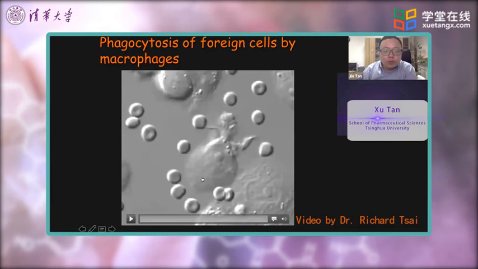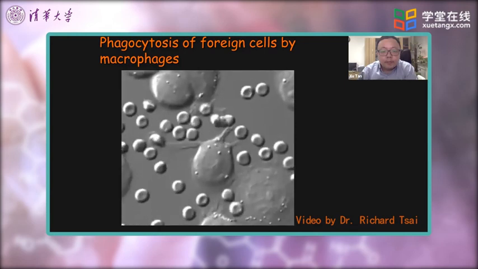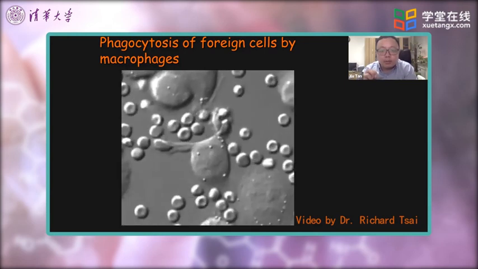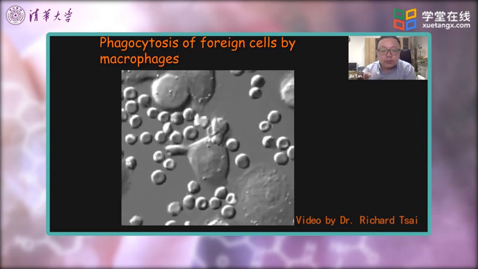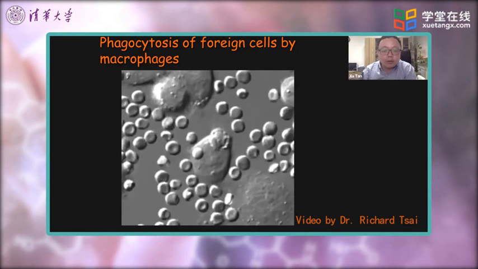Here I show you a movie of how a macrophage engulfs foreign cells. As you can see, this macrophage has a protruding part of the cell body, basically reaching out to the foreign particles to engulf them, in much the same way a vacuum cleaner sucks up the viral particles or bacteria and then digests them inside.